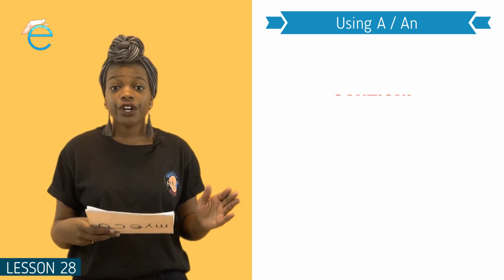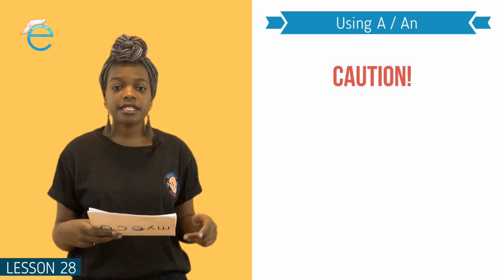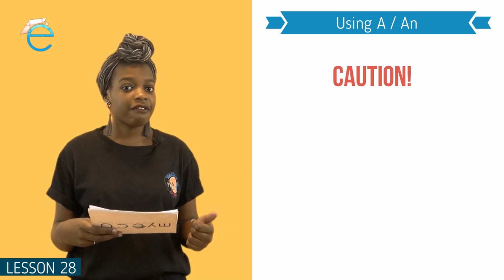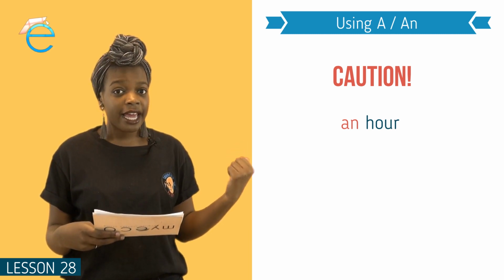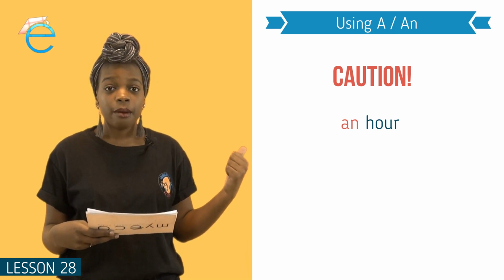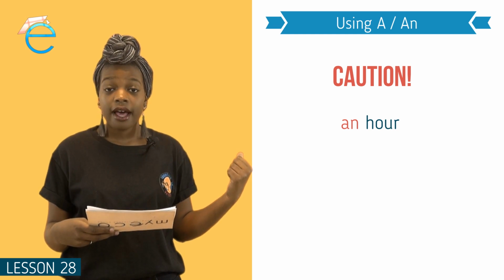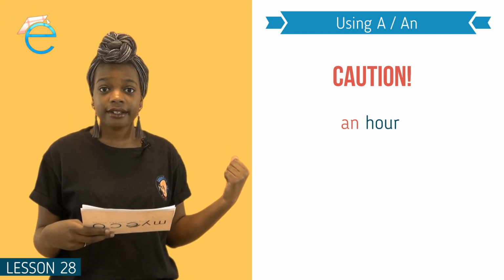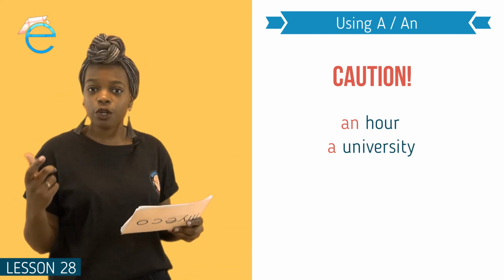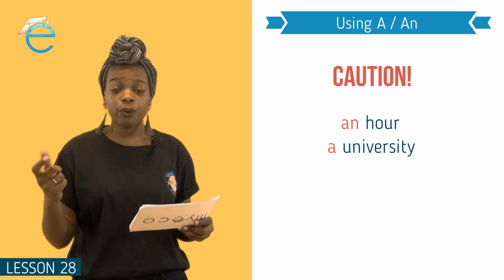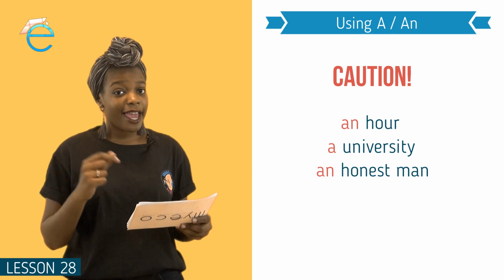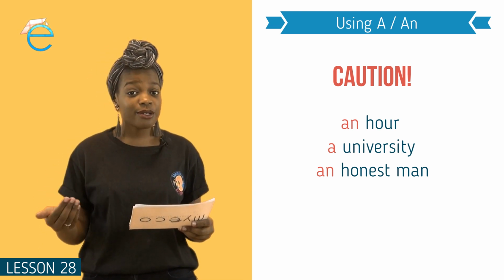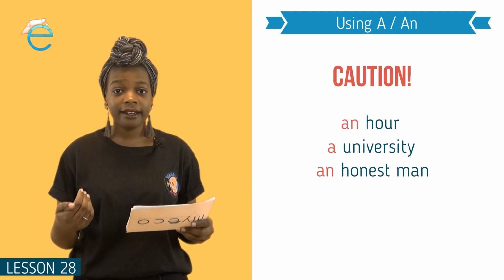There are a few words that we should be cautious of because they can be confusing. One of them we've already looked at, an hour. Here it starts with an H, which is not a vowel, but we're using an. Another one is a university. University starts with a vowel, but we're not using an. An honest man. H is not a vowel, but it sounds like one, so we're using an.